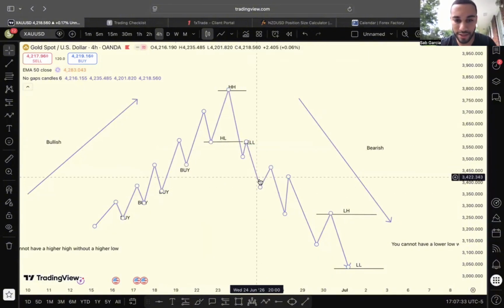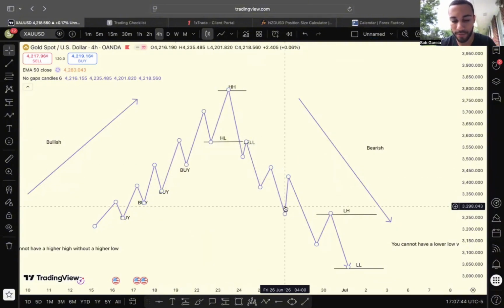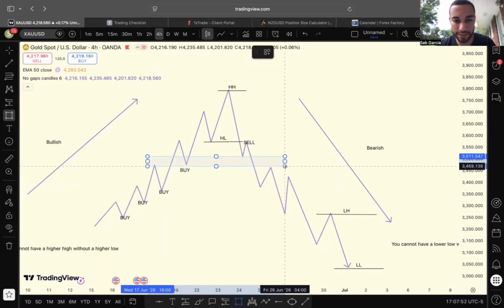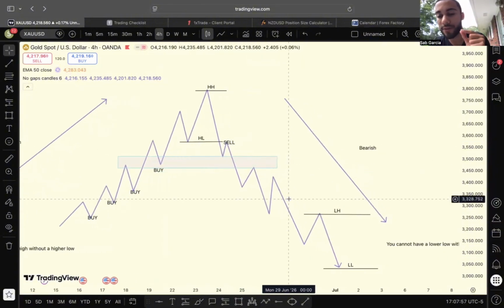So you would essentially wait for the market to retest previous market structure right here and then sell. Retest previous market structure right here and then sell. Those previous market structures, if they fall within an area of interest, so let's just make this a really big, kind of ugly area of interest. An area of interest is an area of support and resistance.